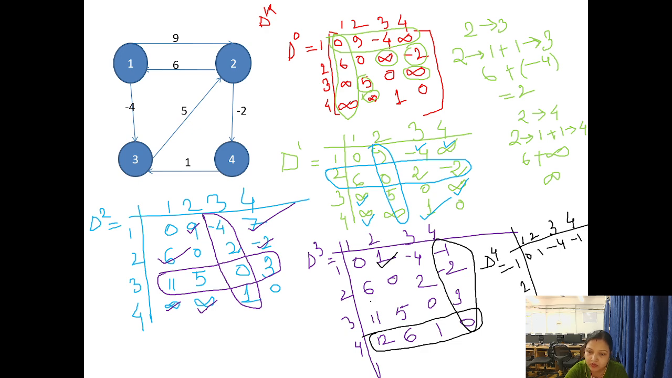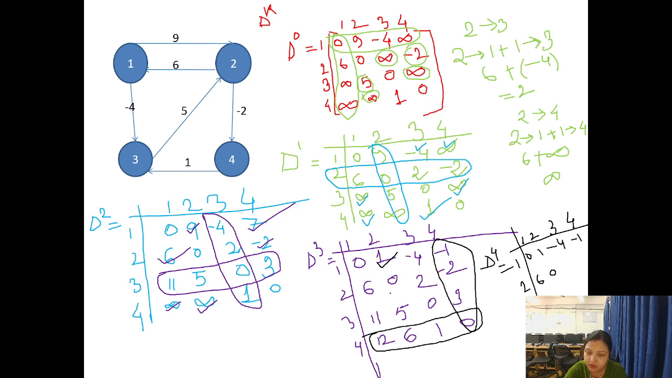Okay. Now next is 2 to 1. So 2 to 1 will be 2 to 4 plus 4 to 1. So 2 to 4 is -2 and 4 to 1 is 12. So -2 plus 12, that is 10, and it is 6 only. So 6 is minimum. Fine. And next one is the diagonal one.